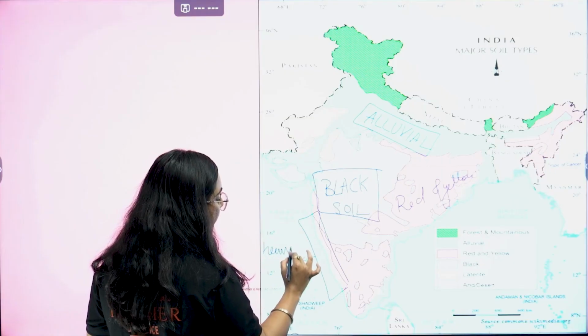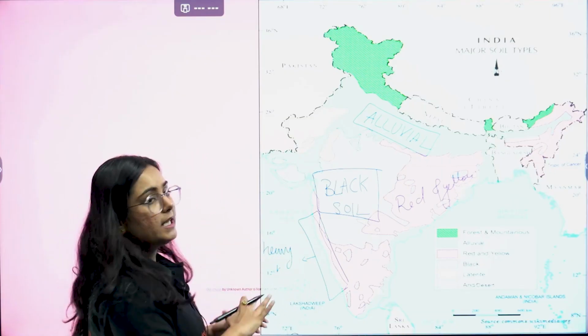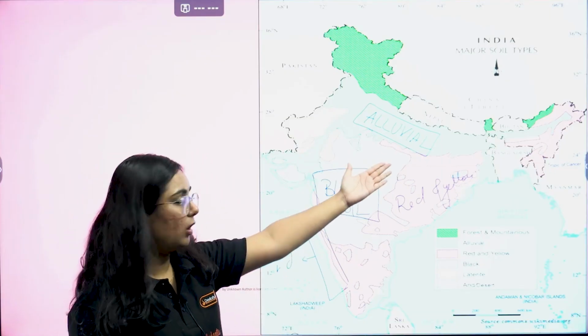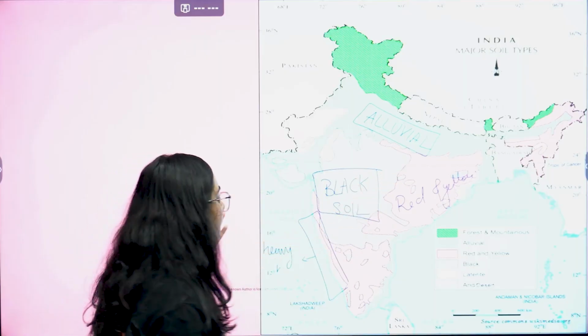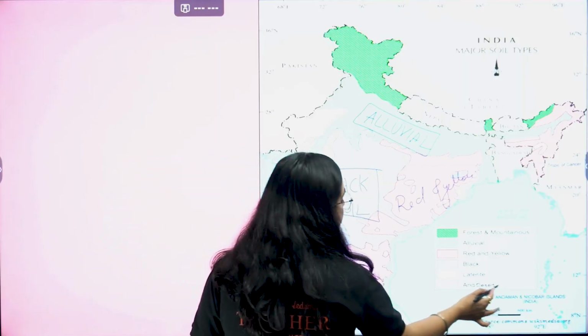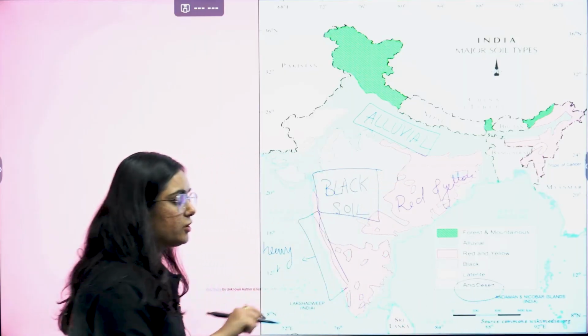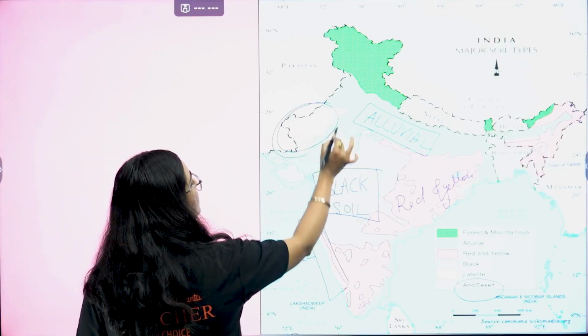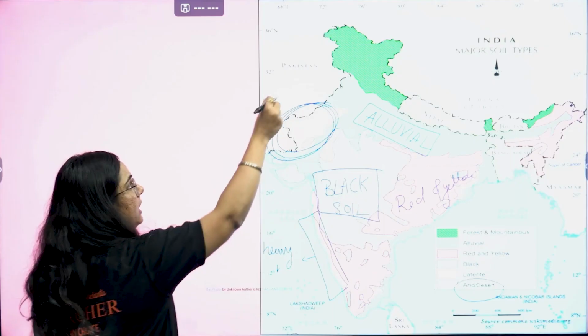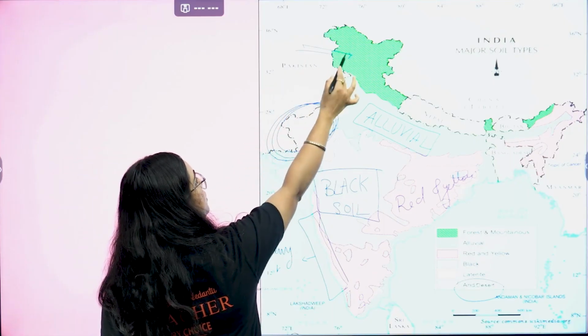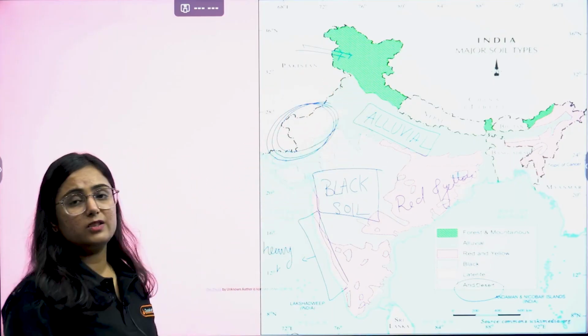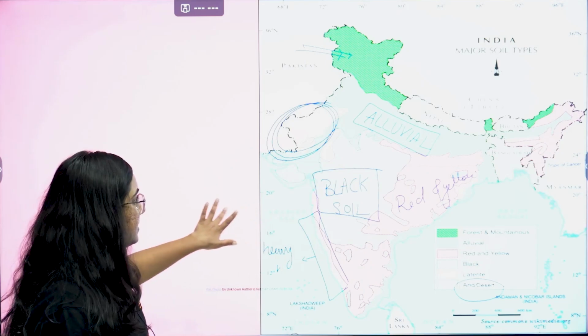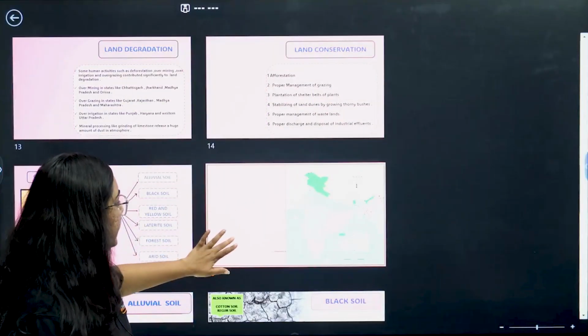Whenever the areas of heavy rainfall come, we can never forget northeastern region, Mawsynram particularly. Arid soil, again arid soil is the soil that is found in area with no rainfall. This desertified region is arid soil, and this soil, this greenish color, is referred as mountainous or forest soil. So these are the 6 types of soil that is found in India.